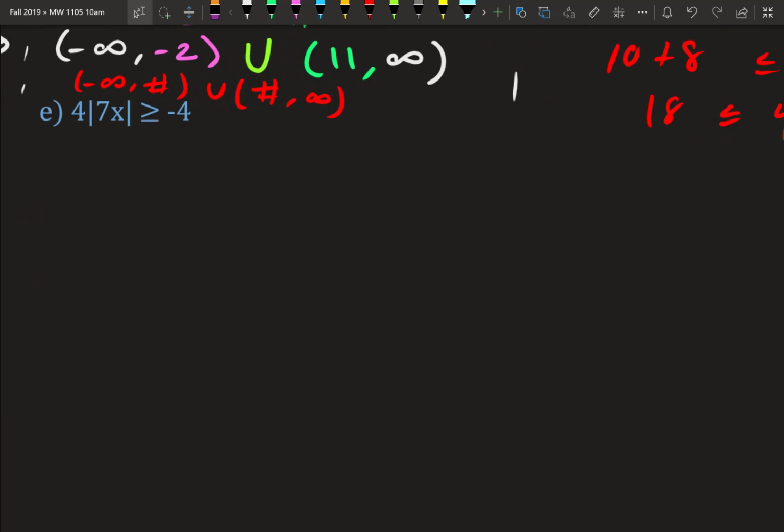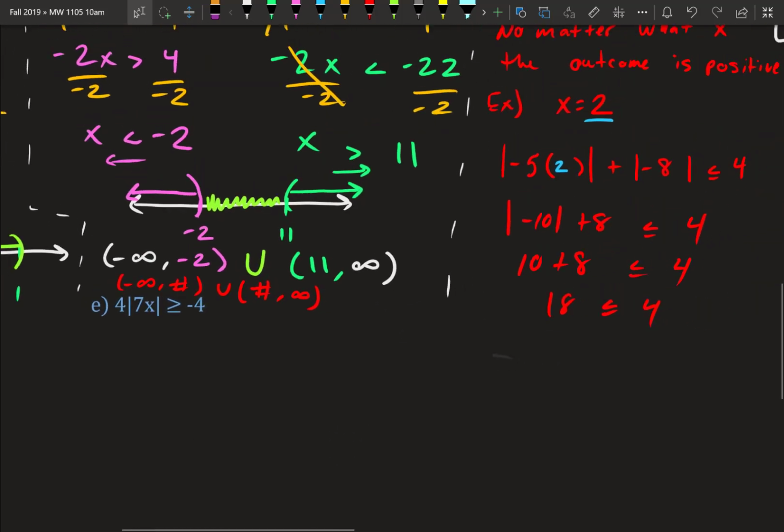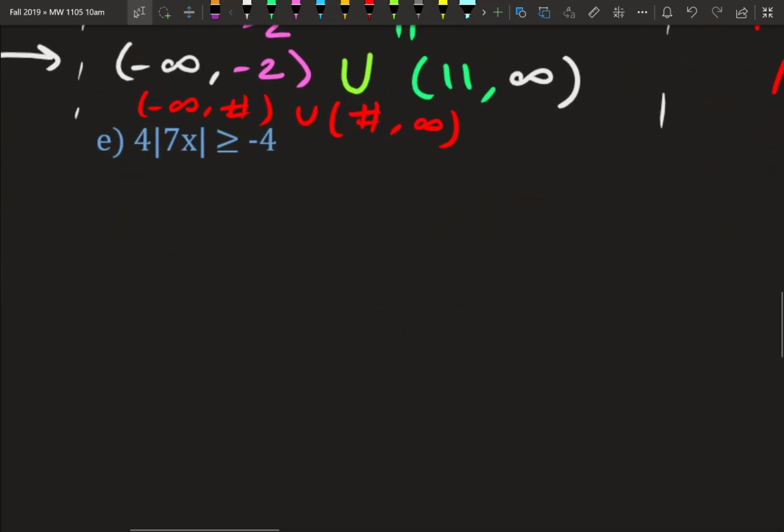All right. So we have a greater than with a negative number. So 4 times the absolute value of 7x is greater than or equal to negative 4. Go back to the one that was no solution, part C. That was less than a number. So let's see if we can be greater than a negative number.